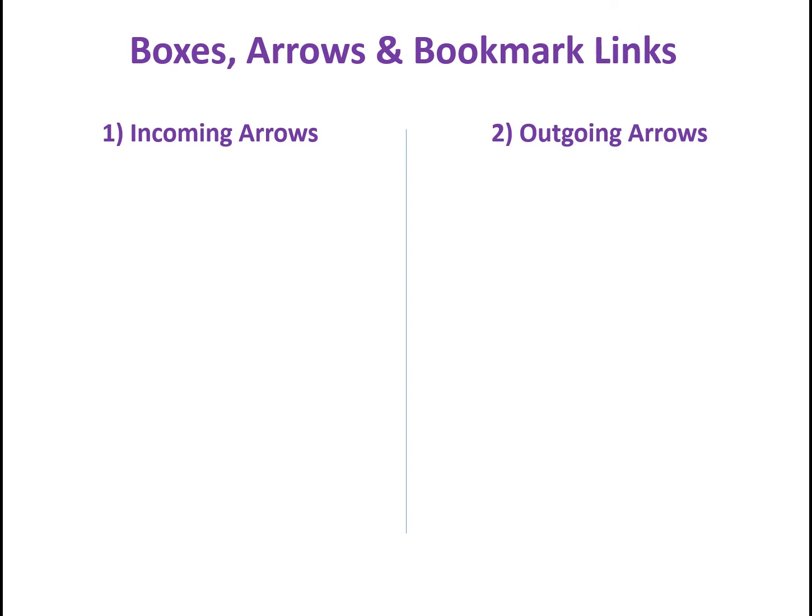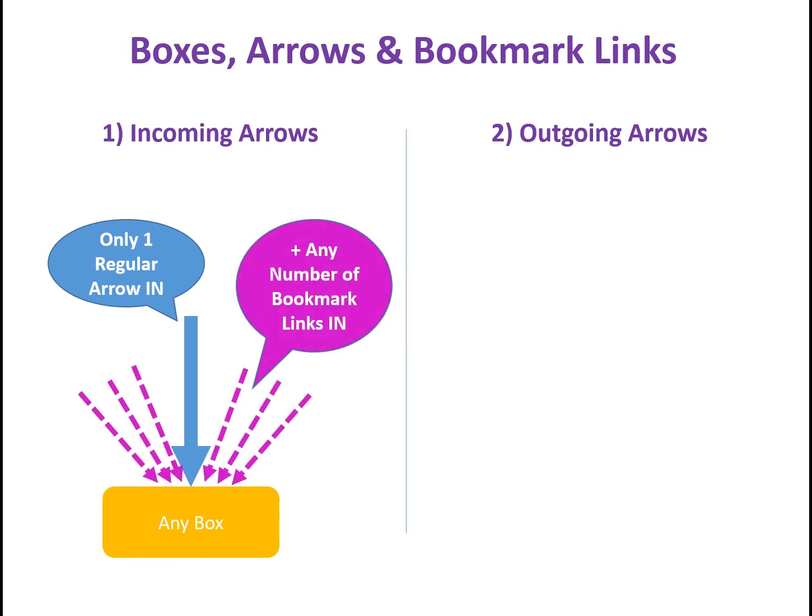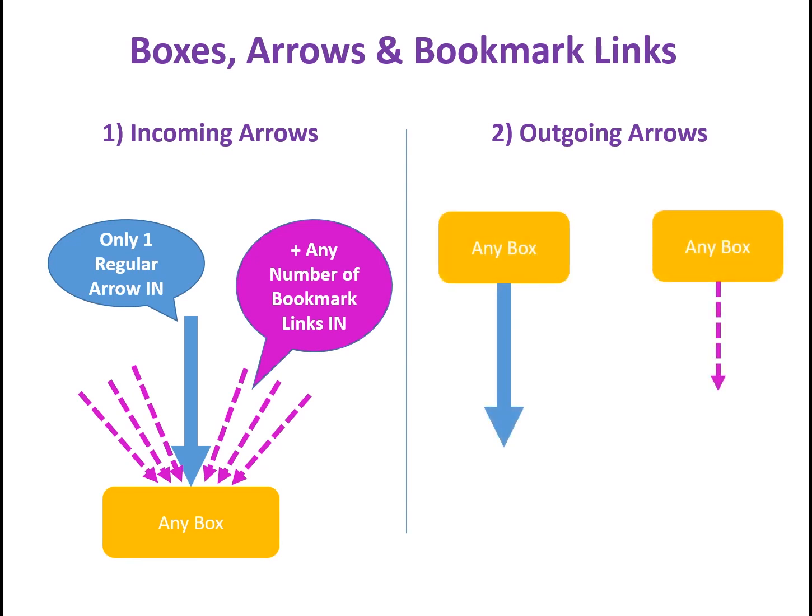Let's understand two important aspects about boxes and arrows in the Decision platform. First, every box will have exactly one regular incoming connection arrow, but it can have any number of incoming bookmark links from other boxes. Second, there can be only one outgoing arrow from each of the outgoing box corners. But this outgoing arrow can either be a regular arrow or a bookmark link.